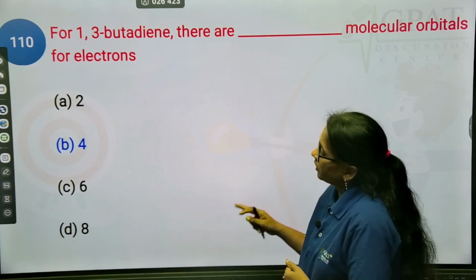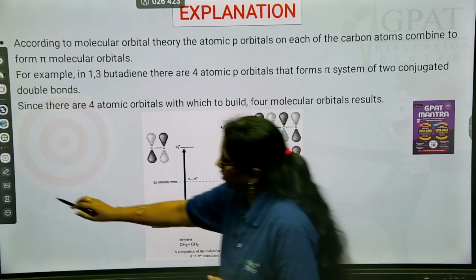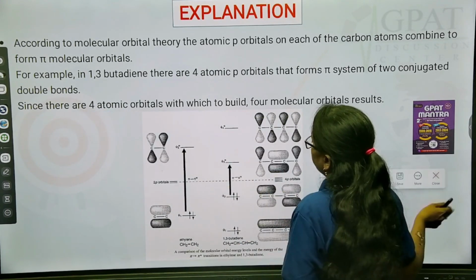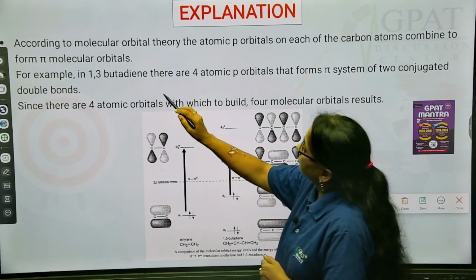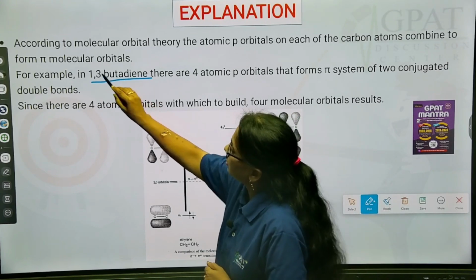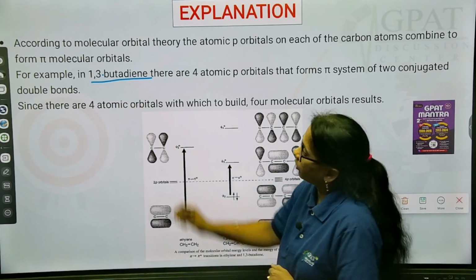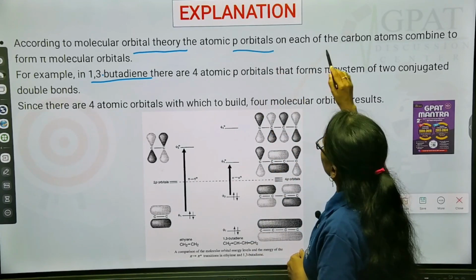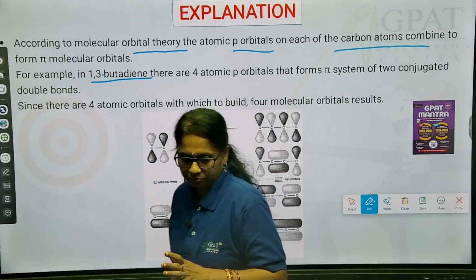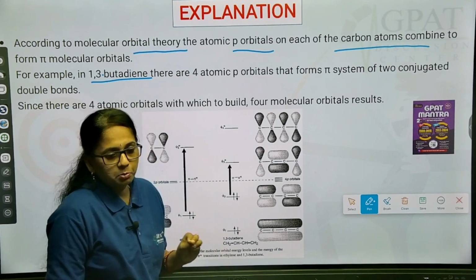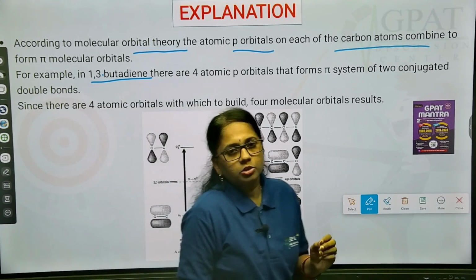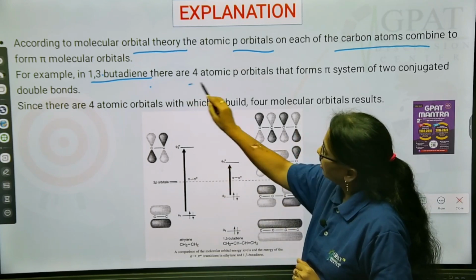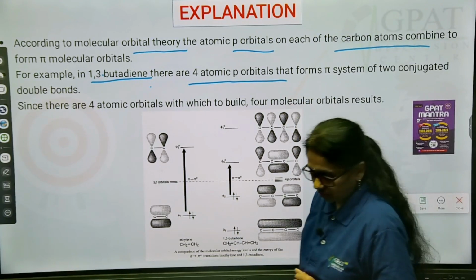Okay. So, for the electrons, let us see first the orbitals, because here if you see the clear explanation, then only you can understand. 1,3-butadiene, the molecule is 1,3-butadiene. So, according to molecular orbital theory, the atomic p orbitals on each of the carbon atom are combined to form the pi molecular orbitals, right. So, for example, if you take this 1,3-butadiene, there are how many p atomic orbitals are there?